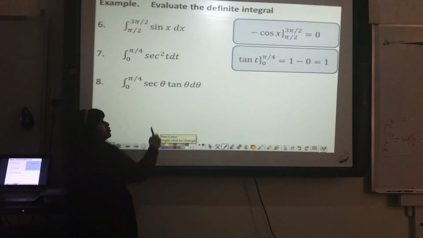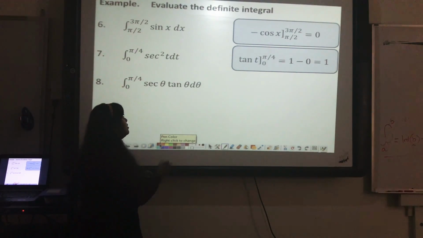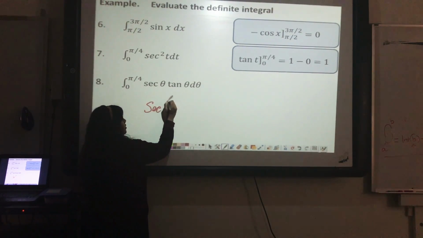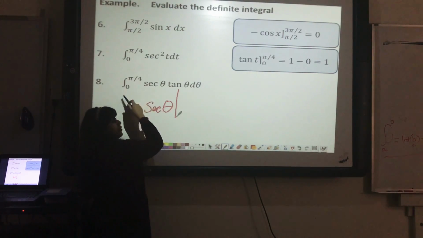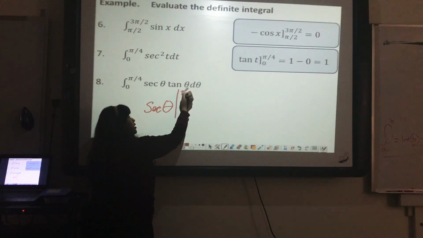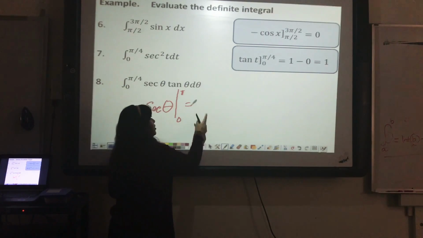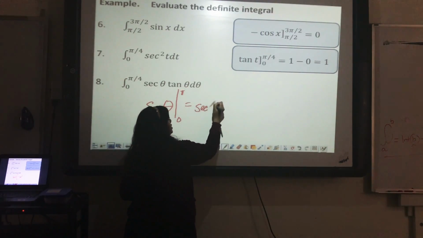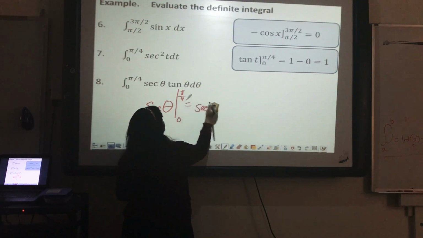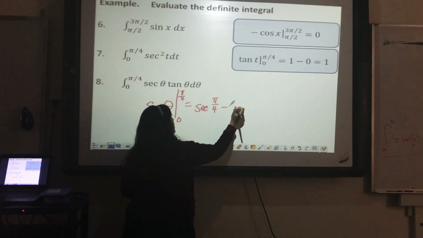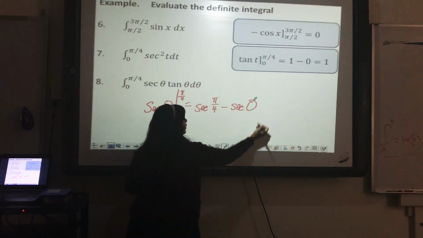What is the integral of secant tangent? Just secant. So we have secant theta evaluated from 0 to pi over 4 equals, by my fundamental theorem, f of b minus f of a. So this becomes secant of pi over 4 minus secant of 0.